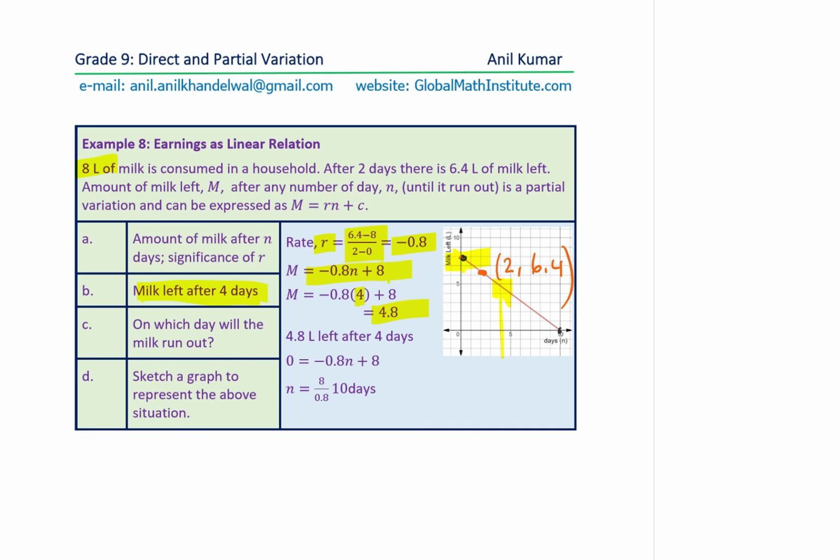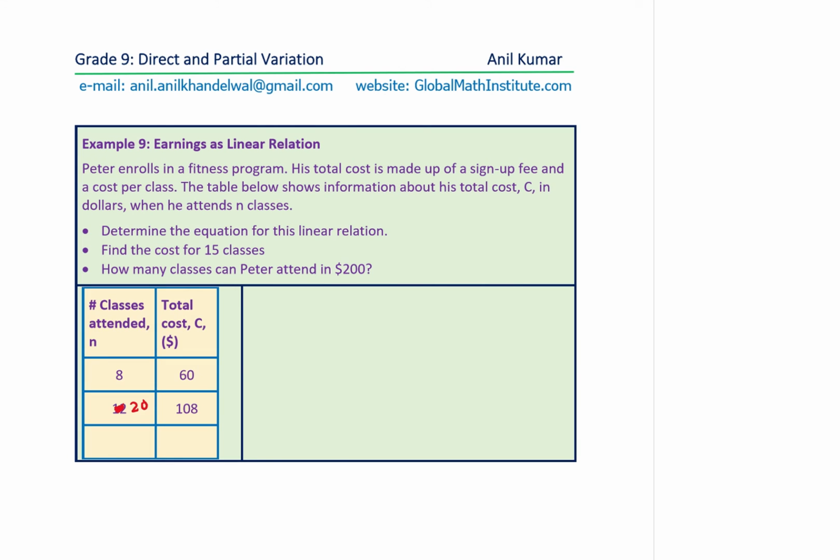Now, on which day does the milk run out? That means m is 0. For 0, the number of days comes out to be 10, so the x-intercept will be 10. And here is the graph for you. So I hope that is absolutely clear, and that is how you're going to solve it.